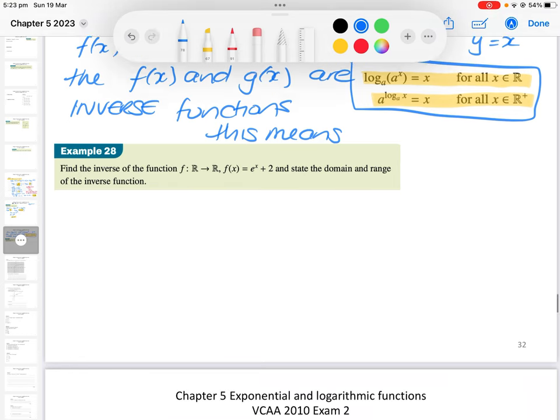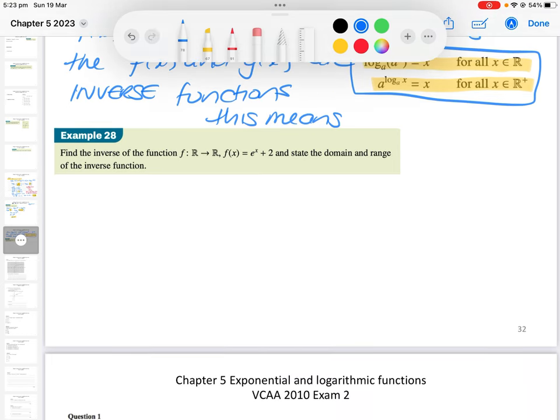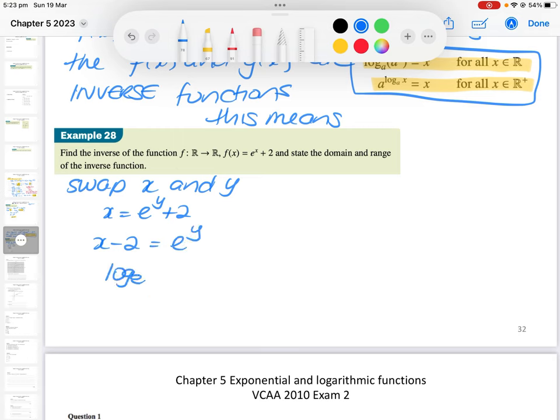All right, so what do you want to do? Find the inverse function. We should hopefully know by now that to find the inverse, swap x and y. We've been doing that since last December. So we go x equals e to the y plus 2. Take 2. So log base e of x minus 2 equals y. So the inverse function, f minus 1 of x, is the natural log of x minus 2.